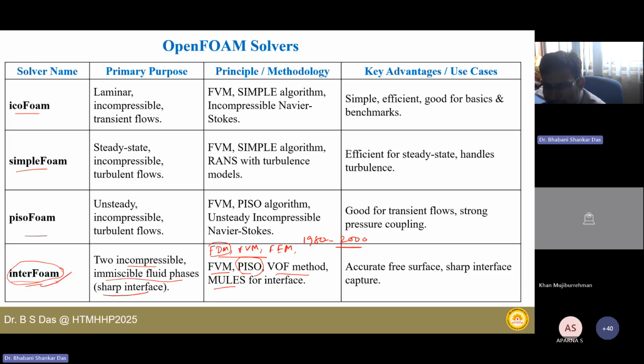It also uses MULES, a technique for capturing the interface. MULES is the Multidimensional Universal Limiter for Explicit Solution. This technique was developed in 2002; I think the research paper is there. It is adopted in OpenFOAM to capture the interface. We can use different models, but results from other solvers will not give a good surface capture. So interFoam is the best suited solver for a dam break problem.